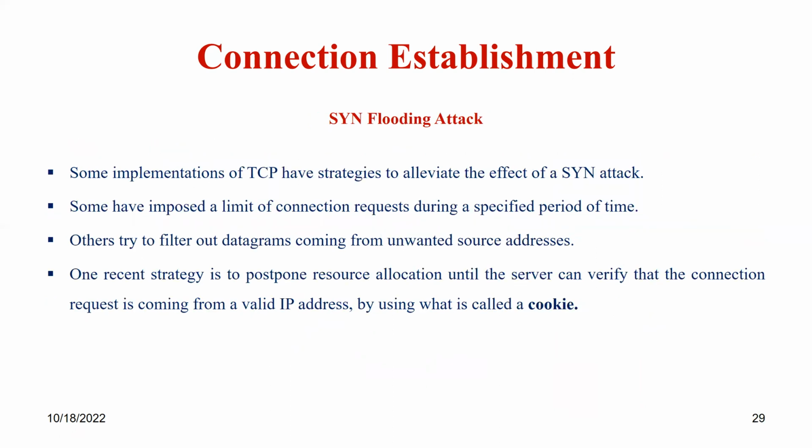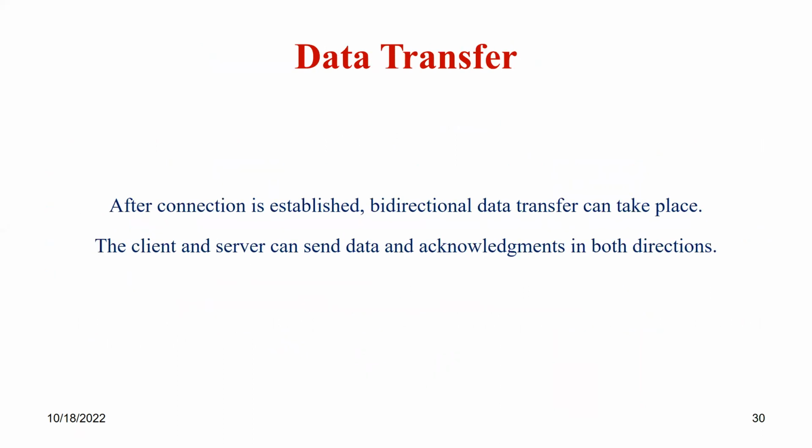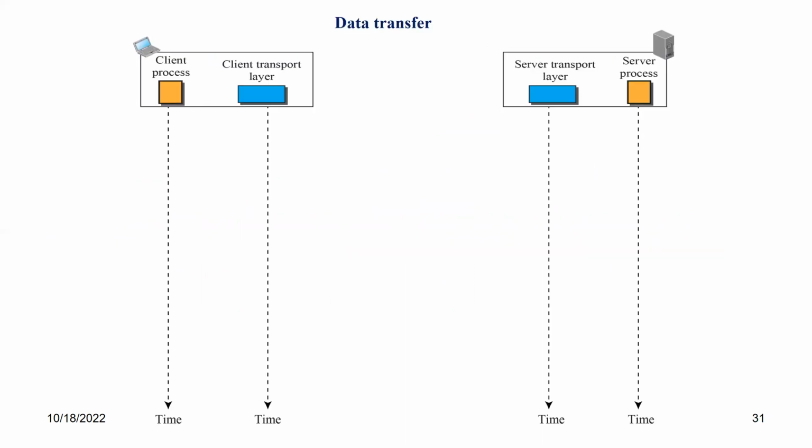So for that purpose, we are using a cookie, which will verify that the connection request is coming from a valid IP address. Then only will it give the accept, that is, the connection is established. So now, the data transfer. How does the data transfer go? Again, bidirectional data transfer. It will have a client as well as a server.